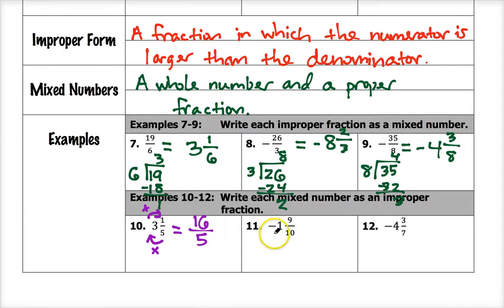Number 11, negative 1 and 9/10. 10 times 1 is 10. Add 9, you get 19, so this becomes negative 19 tenths. Number 12, negative 4 and 3/7. Well, 7 times 4 is 28, and then we add 3, we get 31. So this is negative 31 over 7.